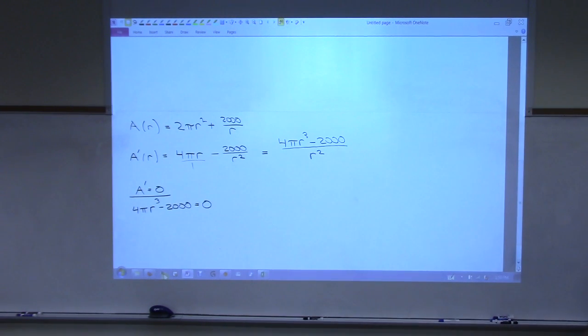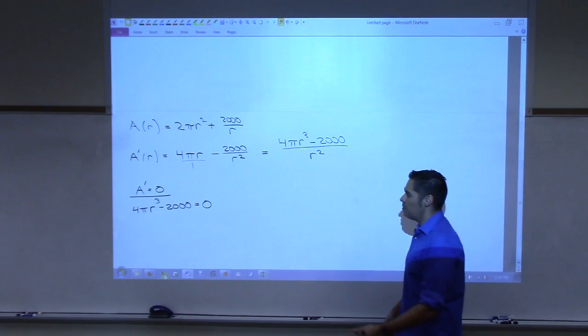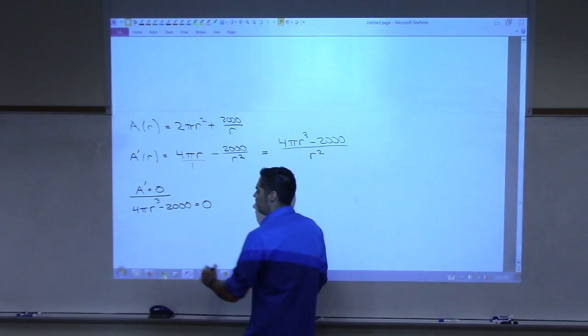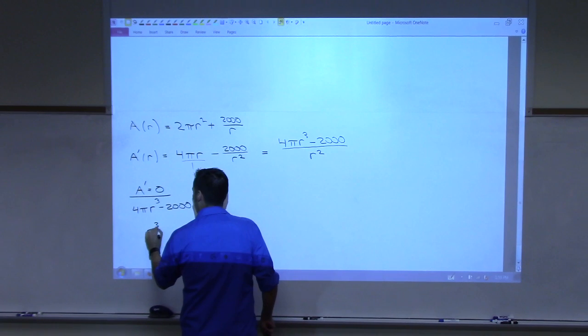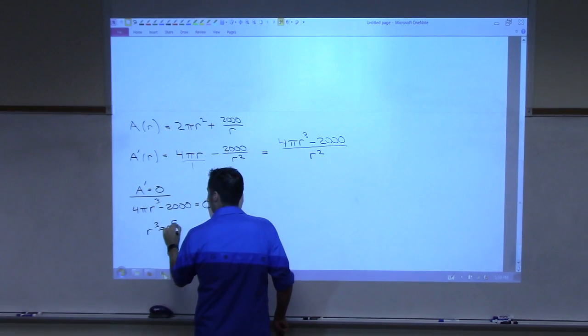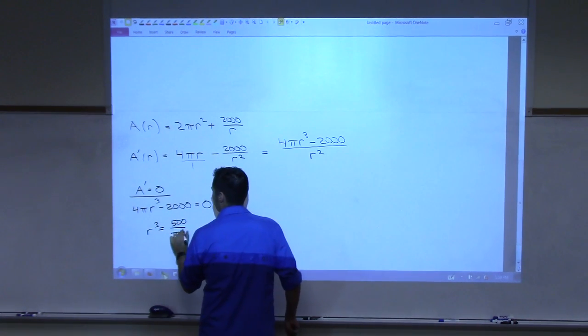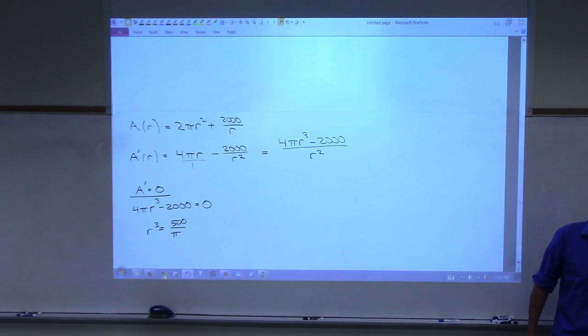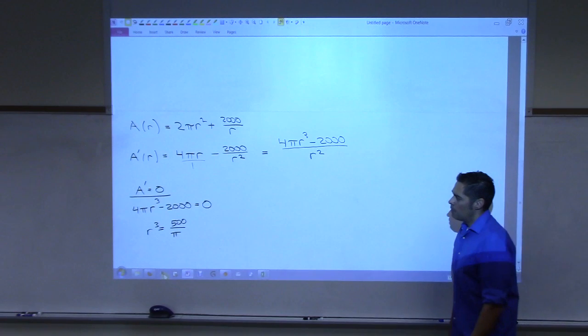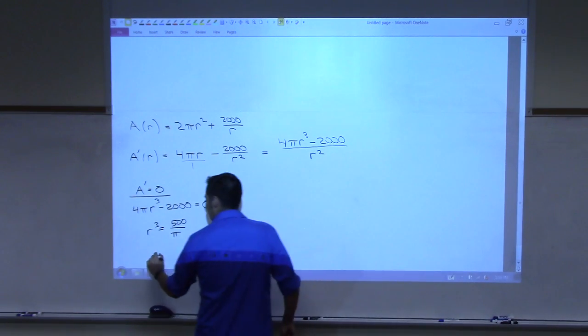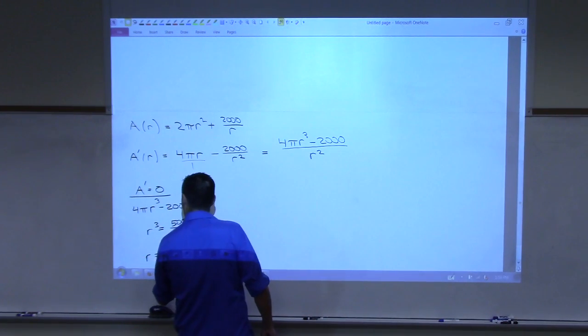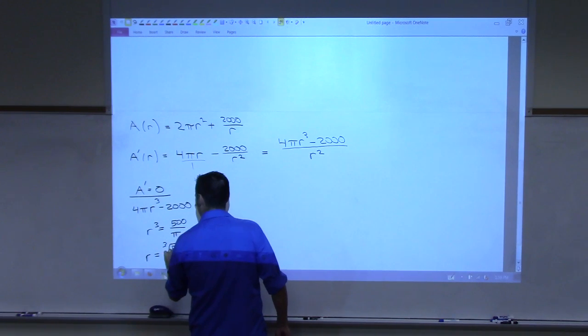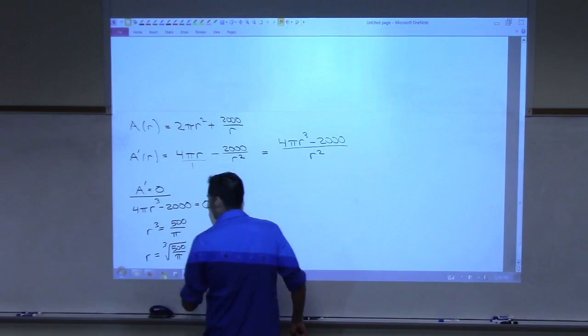All right, we good? Set the numerator to 0. Solve, right? Move the 2,000 to the other side, divide by 4 pi. R cubed is 500 over pi. And finally, cube root. This is the exact answer. R equals the cube root of 500 over pi. That's the exact answer.